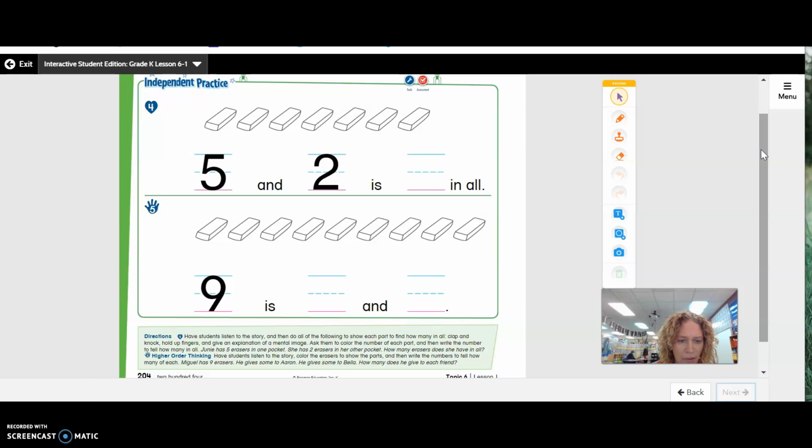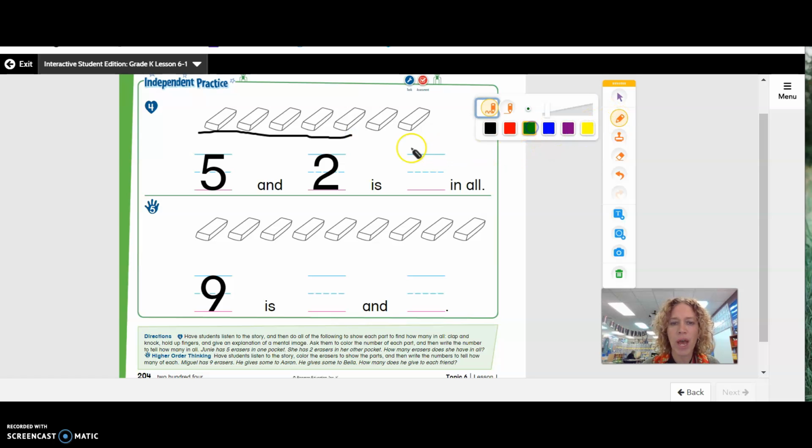So the first thing you're going to do is take a look at number 4, and it says June has 5 erasers in one pocket. Okay? And she has 2 erasers in another pocket. How many does she have in all? So she's got, I'm just going to put a little line here. She's got 5 in one pocket. So I've underlined 5, and she's got 2 in the other pocket.